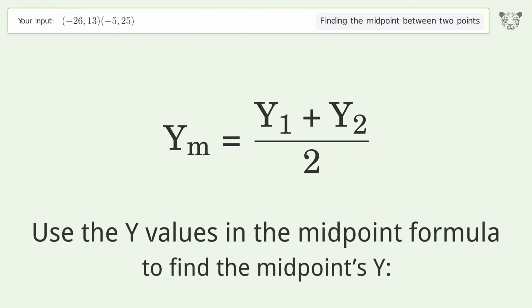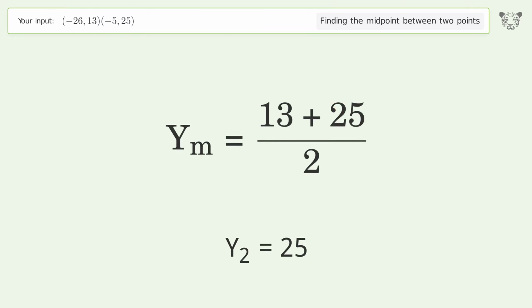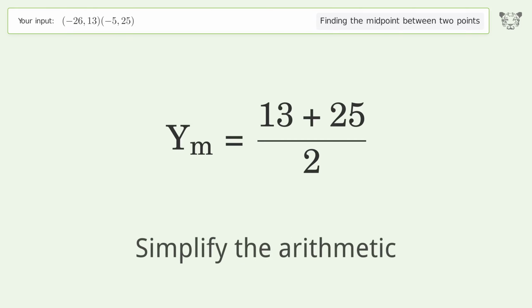Use the y values in the midpoint formula to find the midpoint's y. y1 equals 13. y2 equals 25. Simplify the arithmetic.